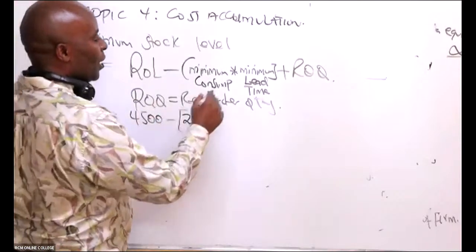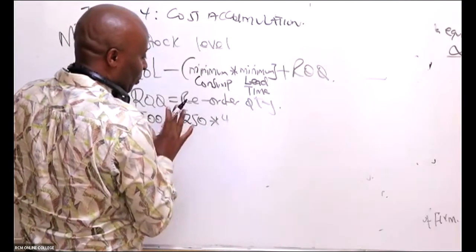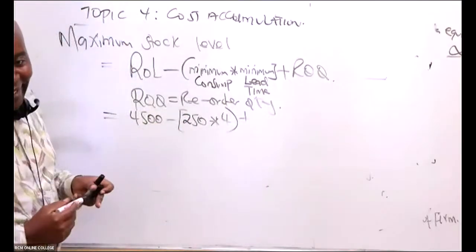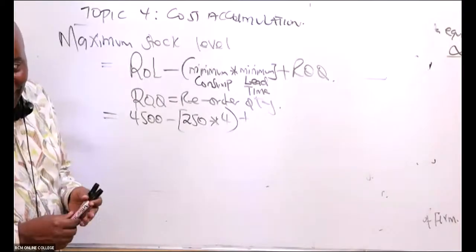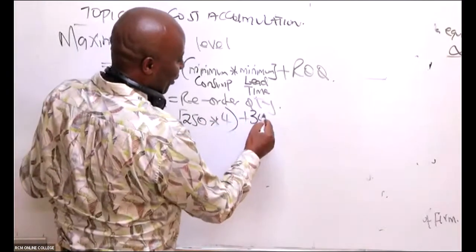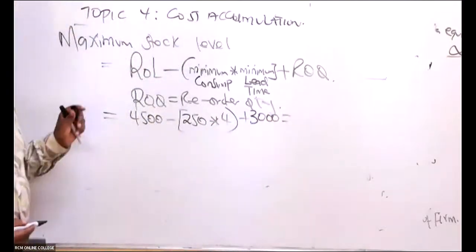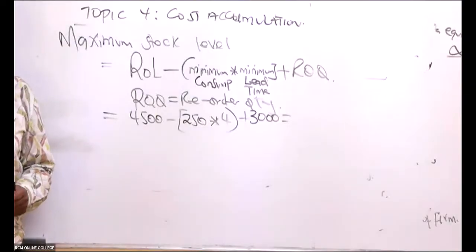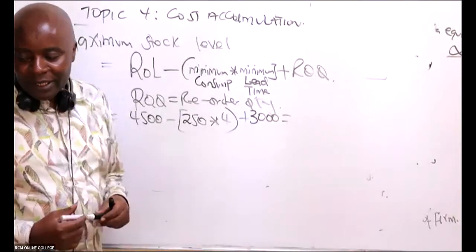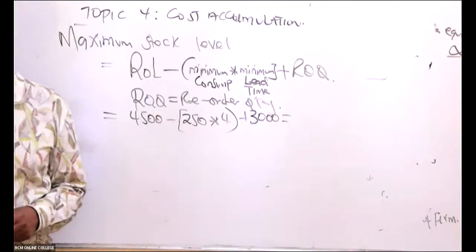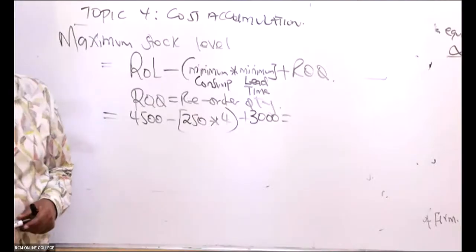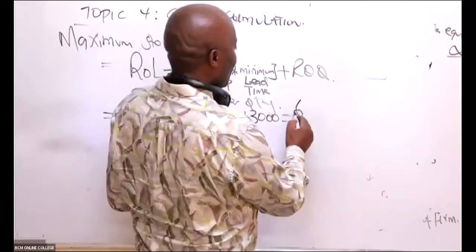So 250 plus minimum lead time, which you guys have not plus but multiplied. You told me it's 4, isn't it? Plus, has the examiner given us this reorder quantity? What is the reorder quantity? Reorder quantity is 3,000, isn't it? Then go ahead and give me this great answer. 6,500. I'm waiting for an online ninja to confirm. Jane has confirmed 6,500.